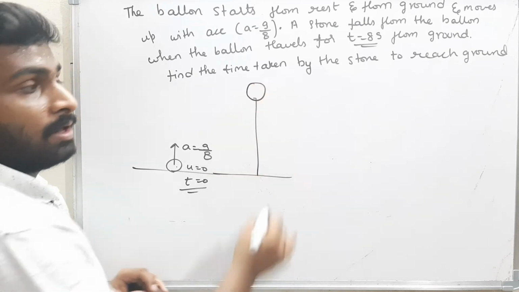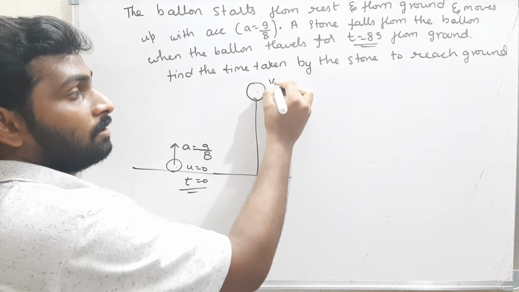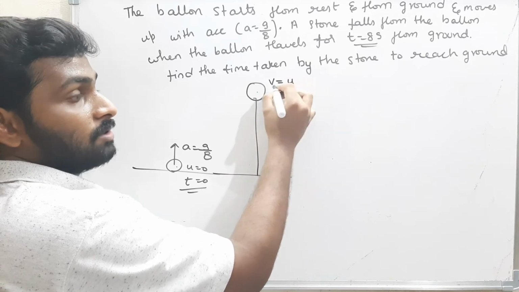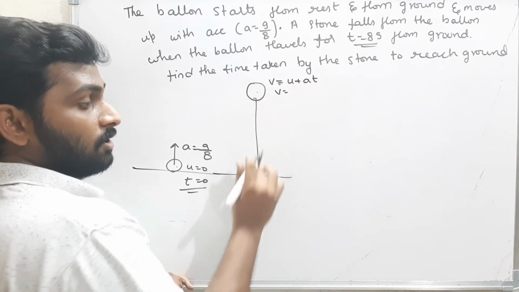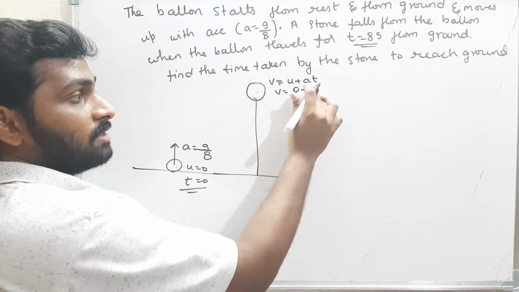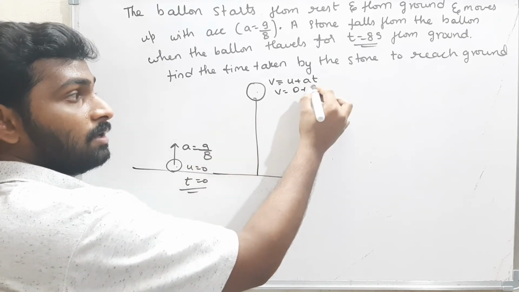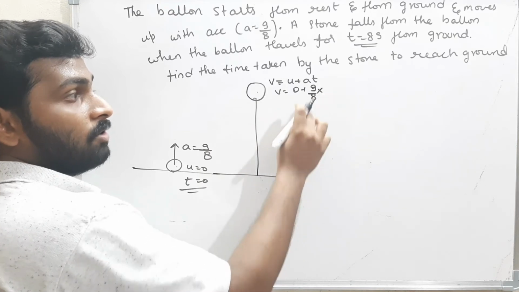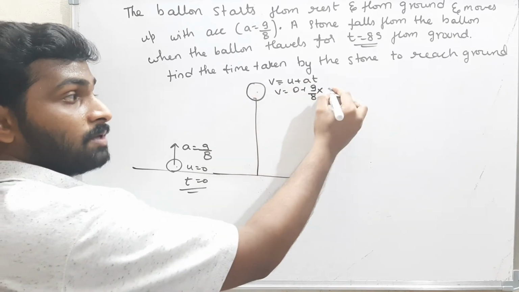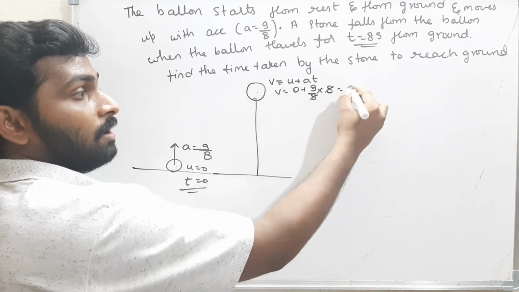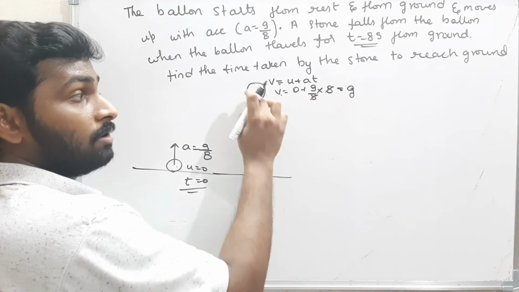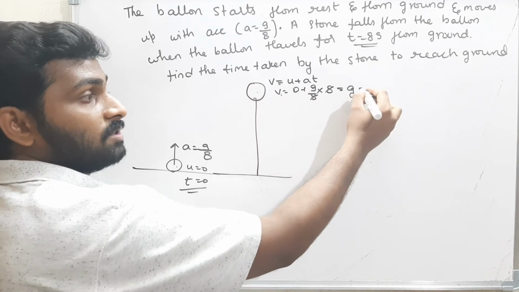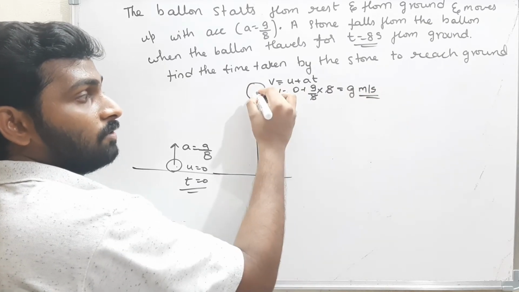Now at time t equal to 8 seconds, the balloon will be somewhere here. What is the velocity of the balloon? I can find it by using the formula v is equal to u plus a t. Initial velocity of the balloon is 0, plus the acceleration of the balloon, that is g by 8, and the time is 8 seconds. Therefore the velocity of the balloon after 8 seconds is g meters per second. I got the velocity of the balloon.